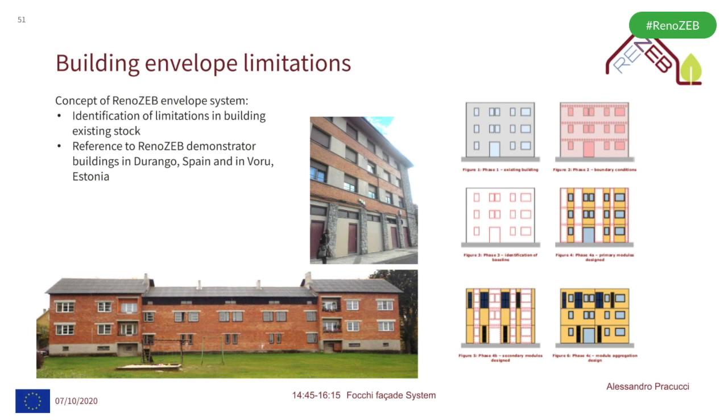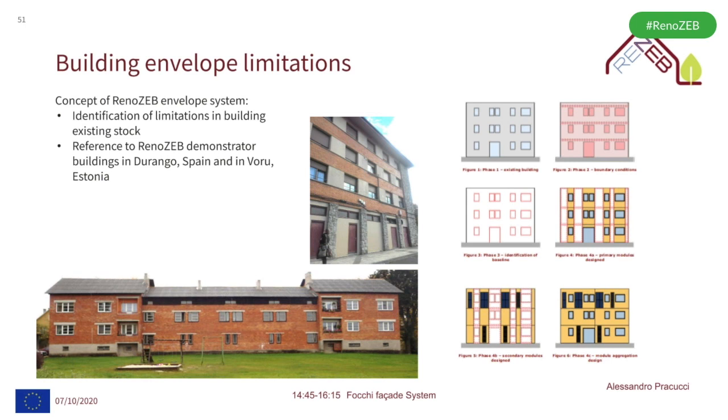Okay, we've started our consideration about building envelope limitation, considering the two demonstrator buildings we had within the project. There are two different buildings, one in Spain, one in Estonia, and as you can see, they are quite common considering a general building stock we have in Europe. The first phase has been to define for this type of buildings what are the limitations.